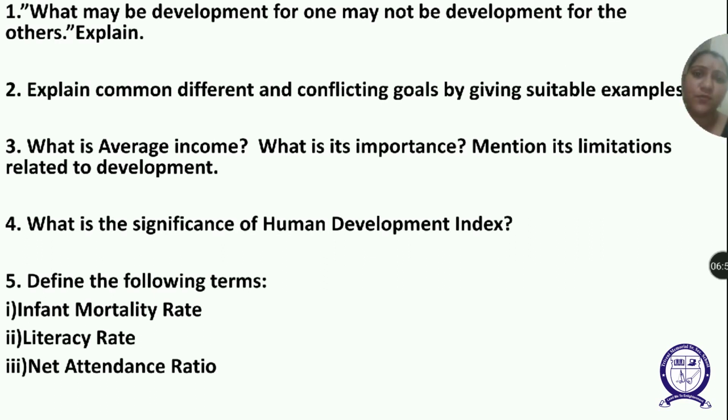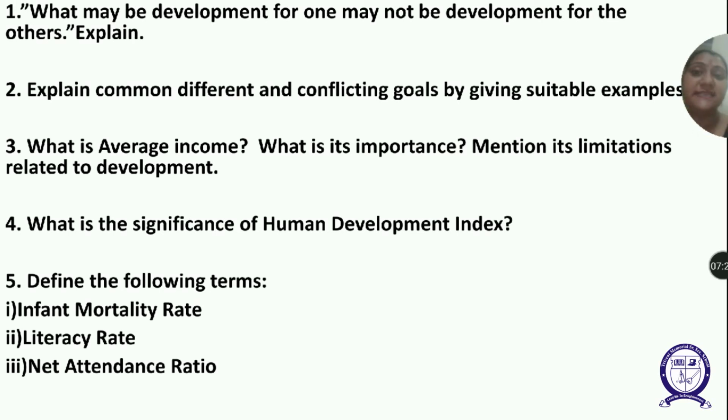These are the 1 mark questions. That is infant mortality rate, literacy rate, and net attendance ratio. Let's start with the infant mortality rate. What is infant mortality rate? This indicates the number of children that die before the age of 1 year as a proportion of 1,000 live children born in that particular year. That is infant mortality rate, IMR.